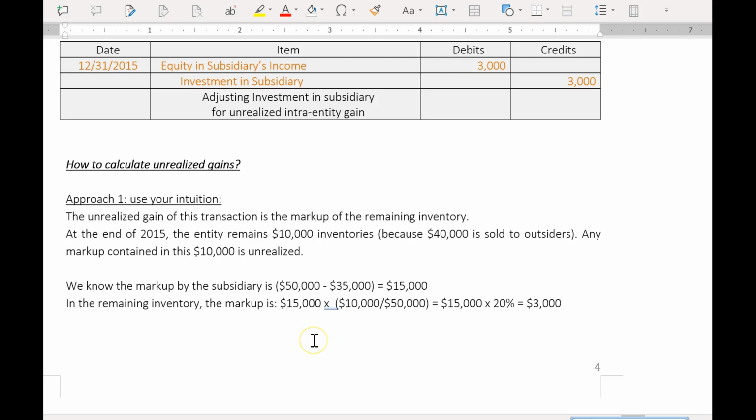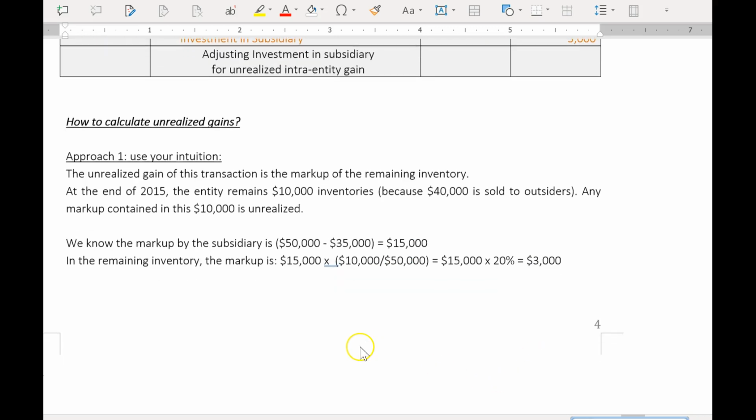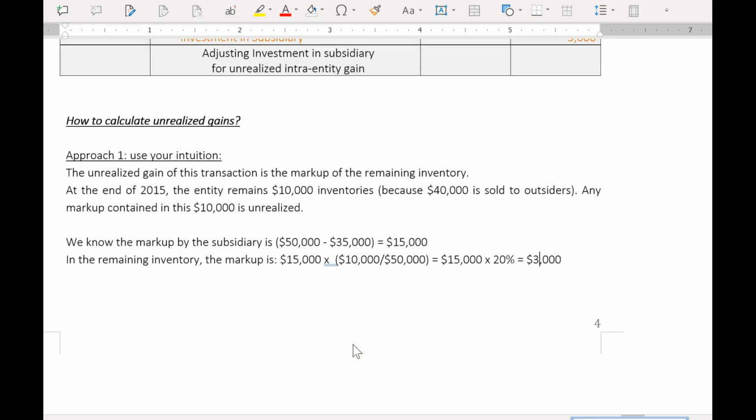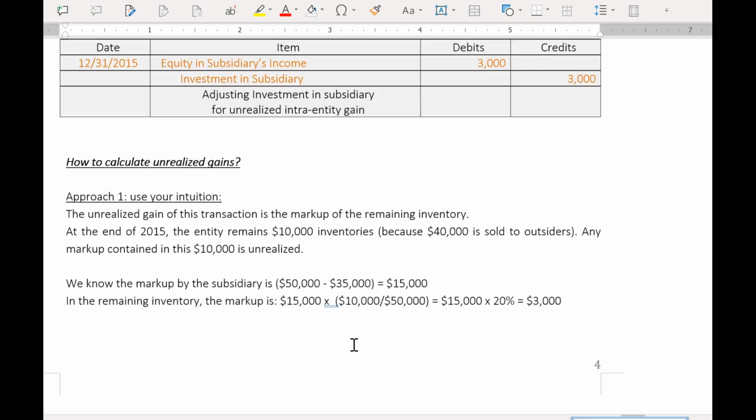And there is a portion of this markup that is not realized. How much is not realized? It is the remaining inventory over the total inventory. So as we said before, 20% is unsold to outsiders, multiplied by the gross profit markup by the seller. So that's the 20% multiplied by the 15K. That's 3,000. Okay, so that is the first way you can calculate the unrealized gain.